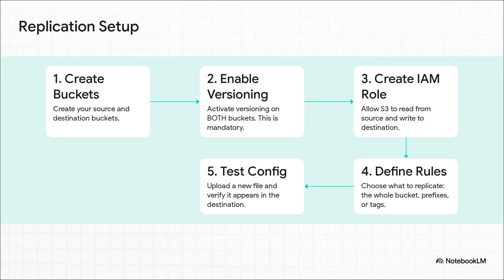First, you create your source and destination buckets. Easy enough. Second, and you already know what I'm going to say, right? You enable versioning on both of them. Third, you create that special IAM role that gives S3 all the permissions it needs. Fourth, you define your rules, like are you replicating the entire bucket or just files that start with a certain name. And finally, step 5, you test it. Upload a file and watch the magic as it appears in your destination bucket.